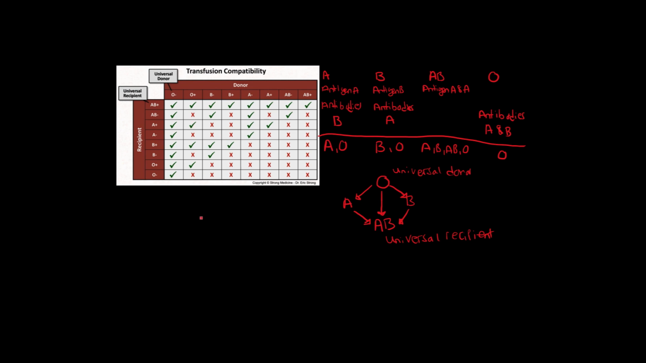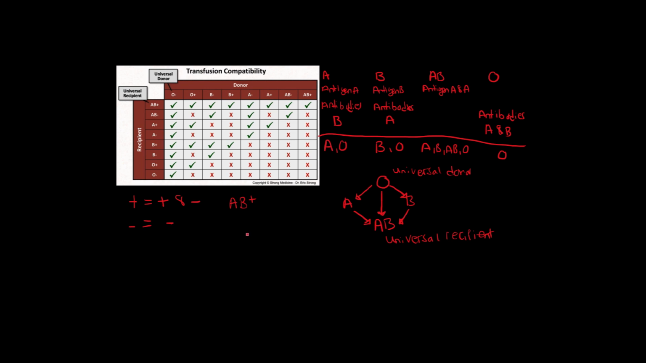So, just remember this. A positive accepts a positive and a negative. A negative just accepts a negative. Remember that. So, when we talk about AB positive, the reason why this is the universal recipient is because look at the positivity. Positive accepts positive and negative, and AB is a universal recipient, meaning it accepts all kinds.